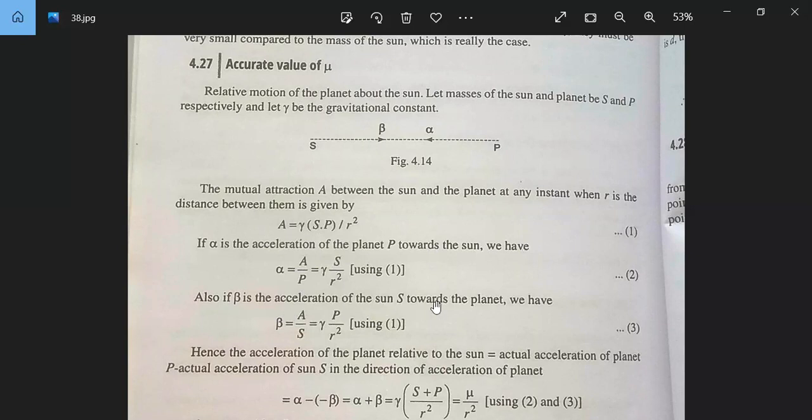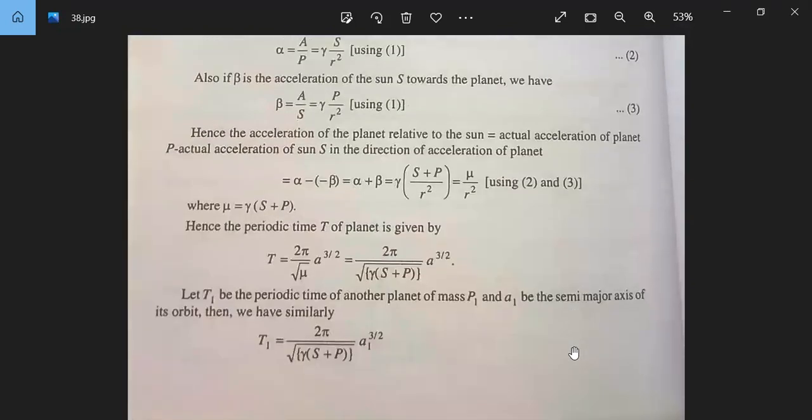Also, beta is the acceleration of the sun S towards the planet. Then we have beta will be capital A by S, this is gamma into capital P by R square. Hence, the acceleration of the planet relative to the sun is equal to actual acceleration of planet P minus actual acceleration of sun S in the direction of acceleration of planet. So it is alpha minus beta, means it will be alpha plus beta. So it is gamma (S plus P) by R square, so it is mu by R square, where mu is gamma (S plus P).